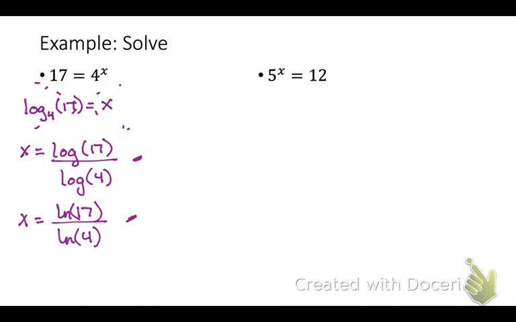Got it? Okay, so I know I can't get the same base with 5 to the x equals 12, can I? Nope. Remember the last problem we did? We took the log of both sides, right? Well, I'm going to take the natural log of both sides. What does this x do? Comes out front, right?